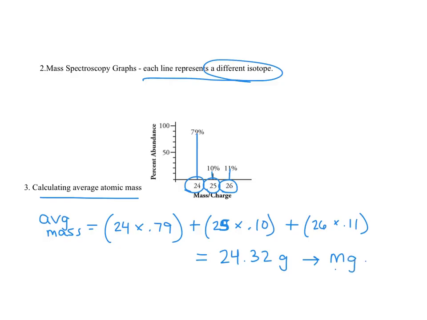If you look on your periodic table, this is based on the data that was given to us in our graph here, but you'll see that the mass on the periodic table for magnesium is 24.3. So our periodic table values are just averages of all of the different isotopes.